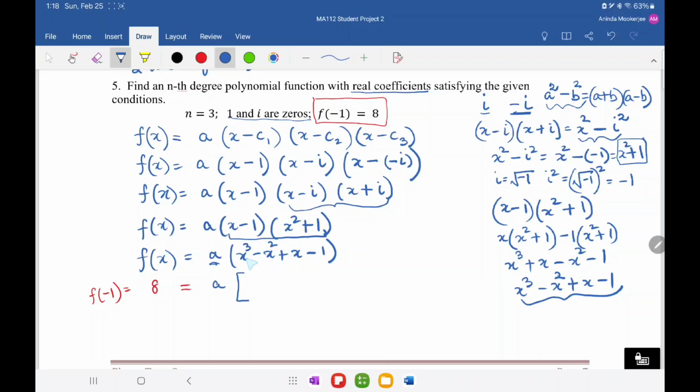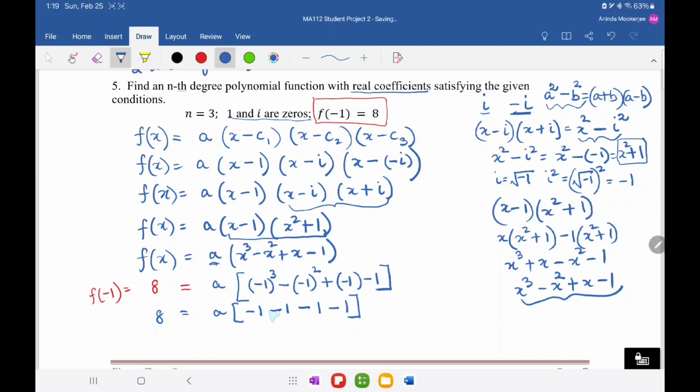x cubed, I'm going to plug in -1 into this x and write it as -1 cubed minus -1 squared. I'm replacing all the x's with -1, plus minus x minus 1. All right. So we have 8 equals a times, now negative 1 cubed is negative 1. Negative 1 whole squared is positive 1. Positive 1 times negative 1 is negative 1 minus, oh sorry, I should have replaced that x with a negative 1. So let me do that here. Minus 1. So plus times minus 1 is a minus 1 and another minus 1.